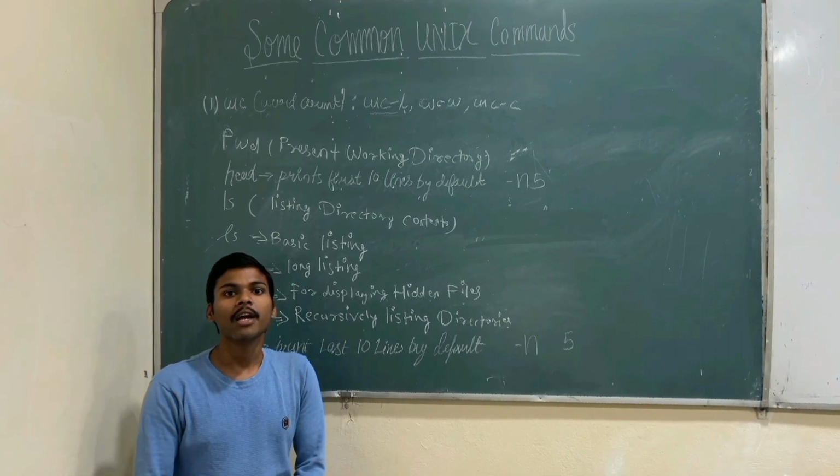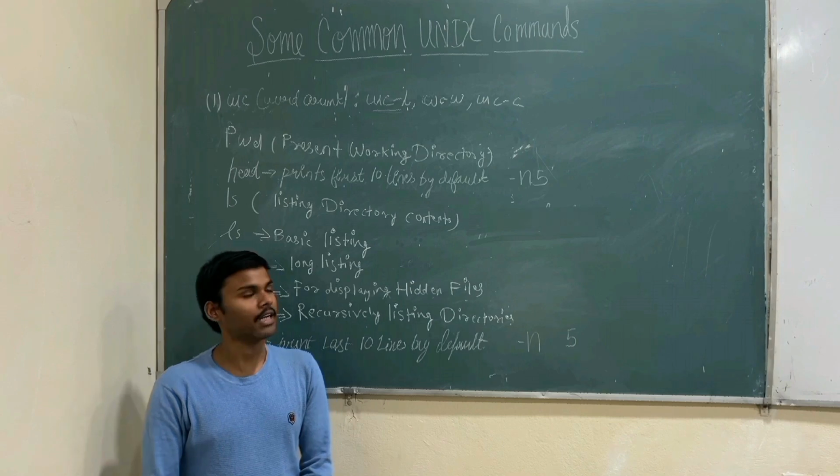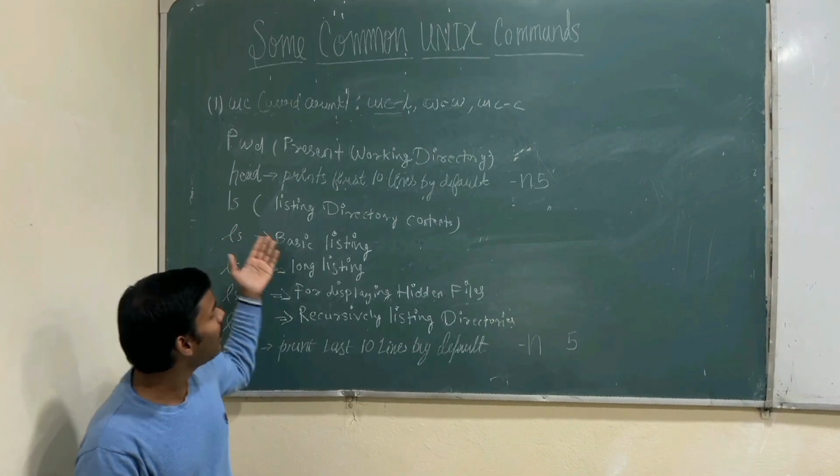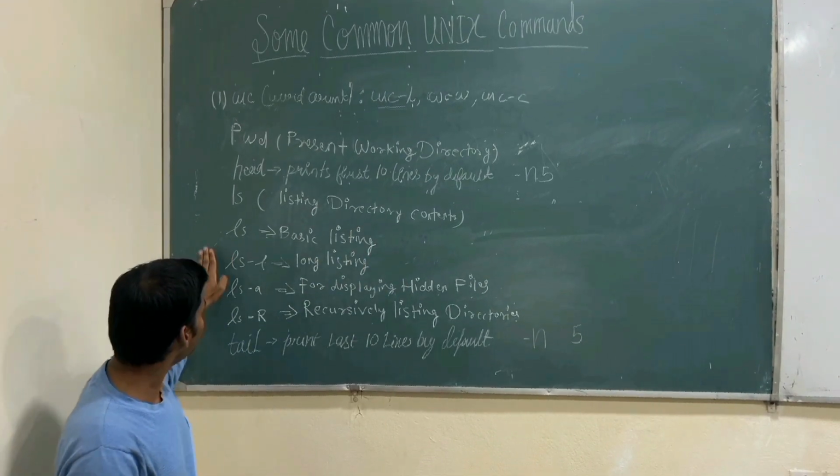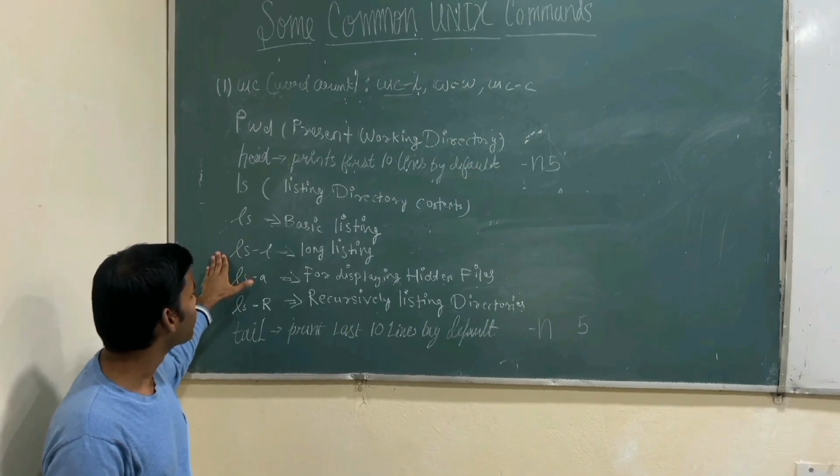Second one is PWD. It is used to tell the present directory in which we are working. After it we have LS. LS is used for listing directories. It comes up with three variations. First one is ls -l.